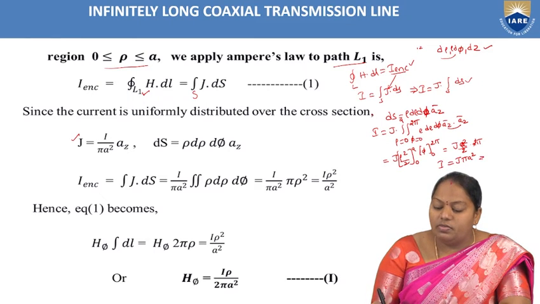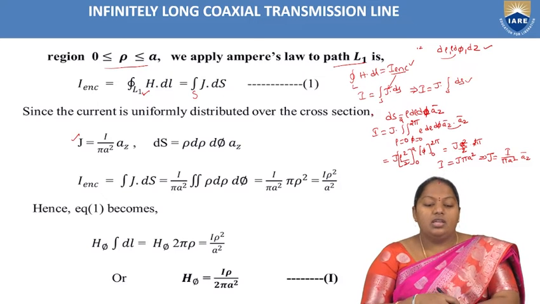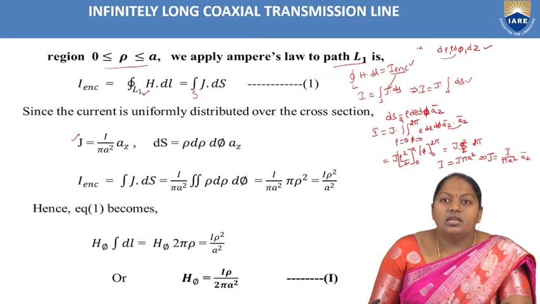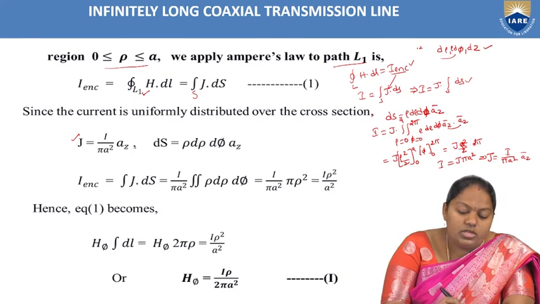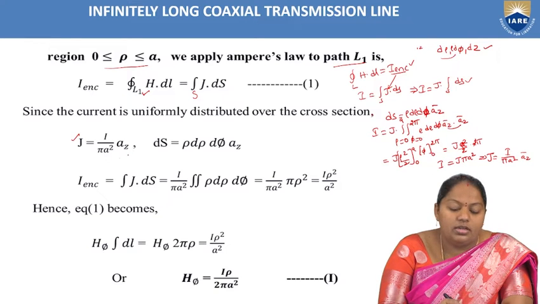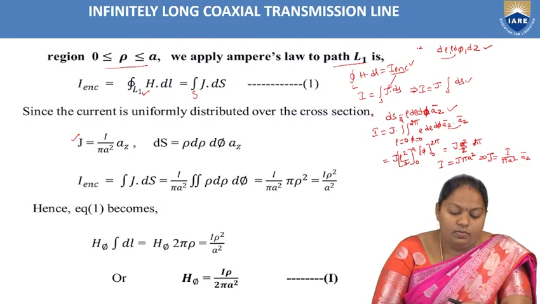Now from this we will be calculating the current density J, and that is given by I by pi a square with the direction as Z. Why? Because initially we have considered the direction for that as Z. So J can be obtained as J is equal to I by pi a square into az, where ds is equal to d rho d phi az, and that we have considered like this.